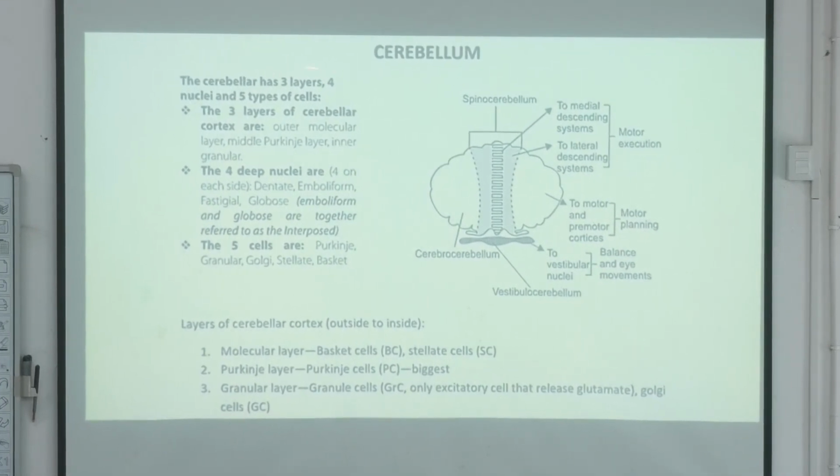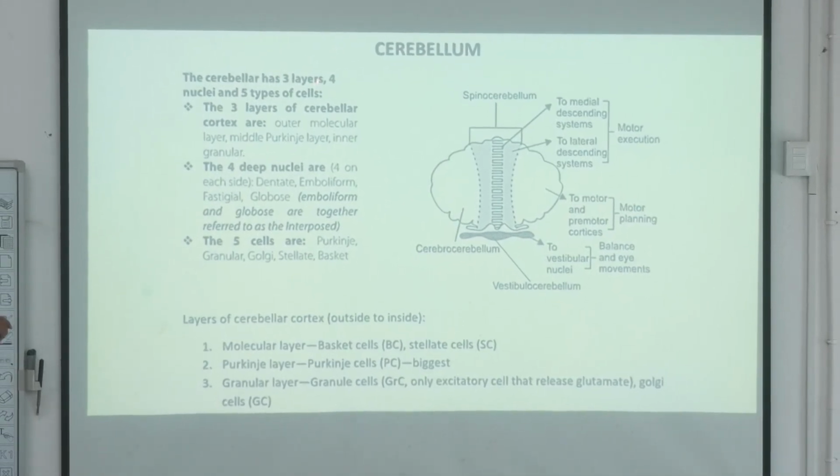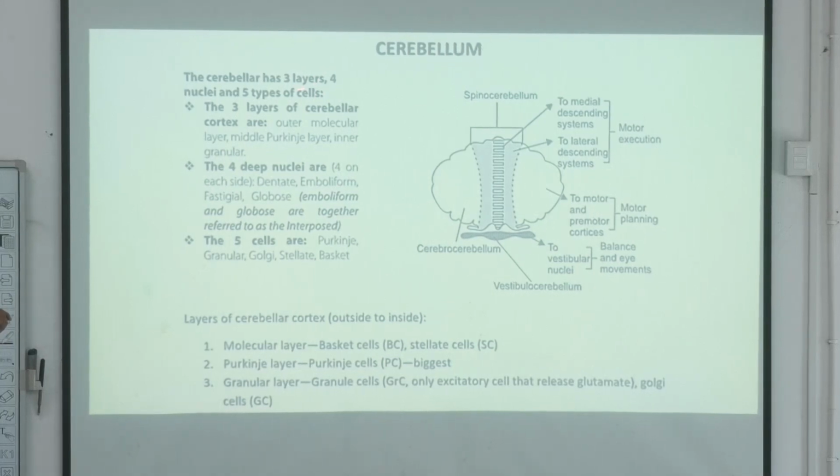So in cerebellum there are 3 layers, 4 nuclei and 5 types of cell, okay? 3, 4, 5. So remember this 3, 4, 5 anatomy for cerebellum: 3 layers, 4 deep cerebellar nuclei and 5 types of cell.